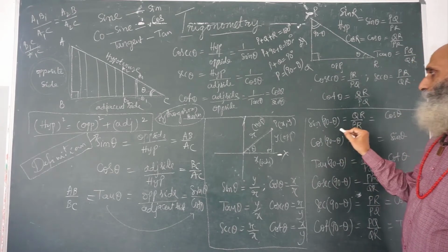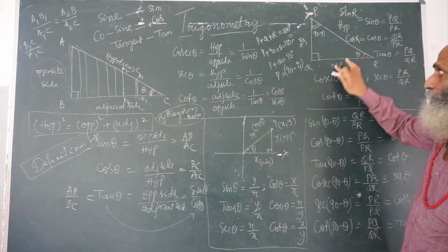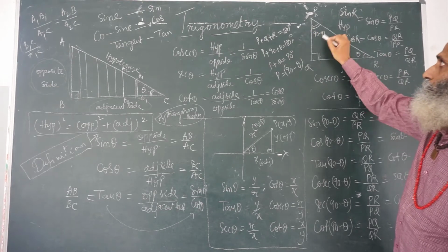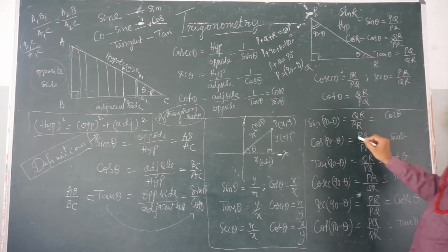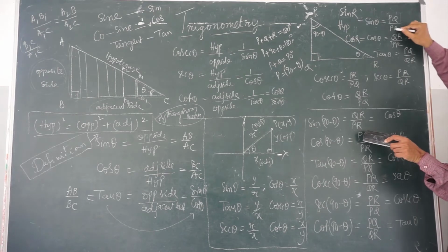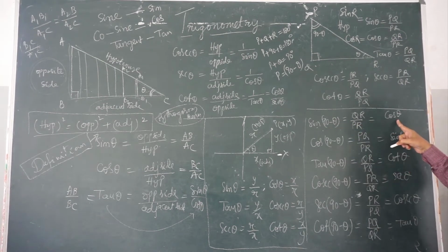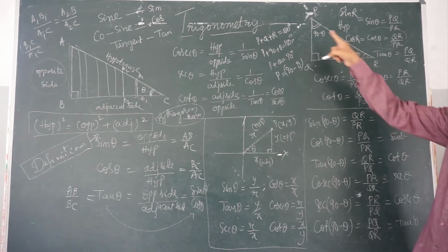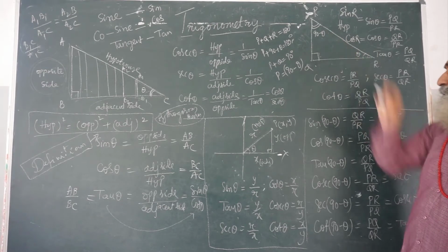So, sin 90 minus theta is opposite side by hypotenuse. For 90 minus theta, what is the opposite side? QR, by hypotenuse PR. QR by PR. But QR by PR is cos theta. So, sin 90 minus theta is nothing but cos theta. For this angle sin, for this angle cos, both are equal.